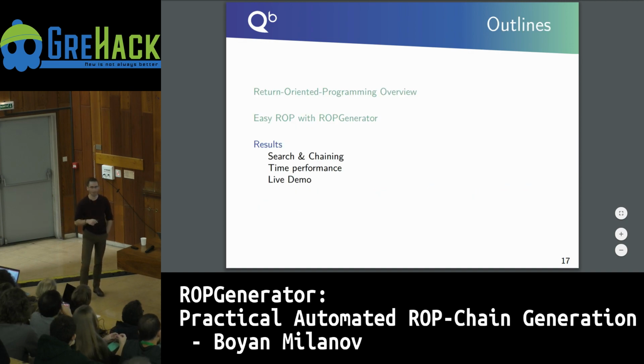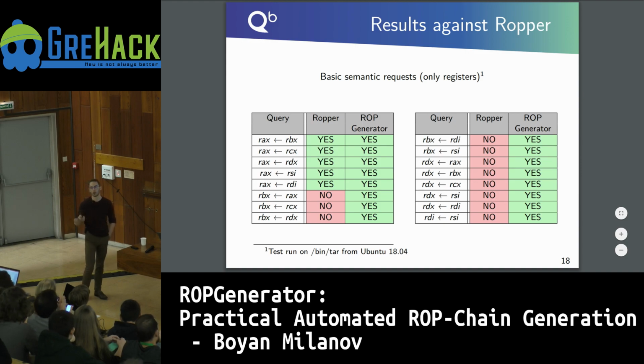Just before the demo, I want to talk about the results that we got. So I compare ROP Generator to a state-of-the-art tool, which is called Roper. So it's the tool that has the most flexible and the richest semantic search features at the moment. And basically I analyzed the tar program, which is about 17,000 gadgets. And I had a set of semantic queries and I gave them to each tool, and so if the tool could build a matching ROP chain or not.